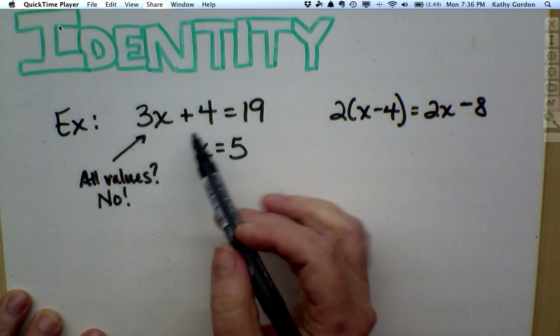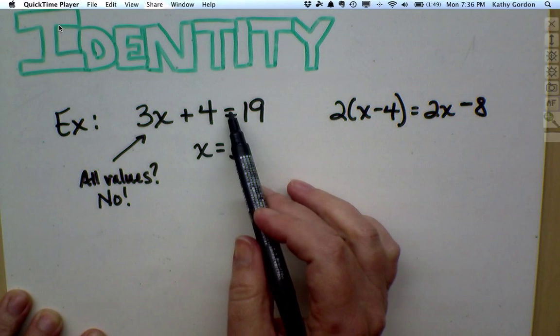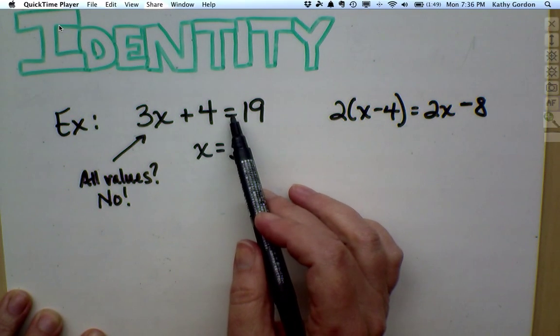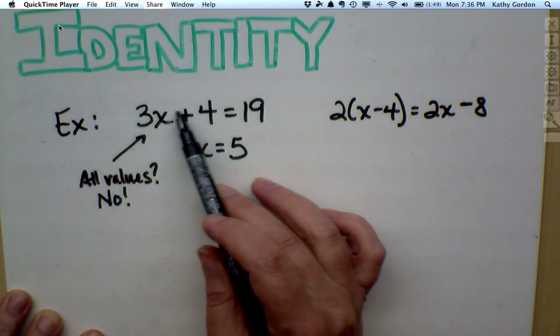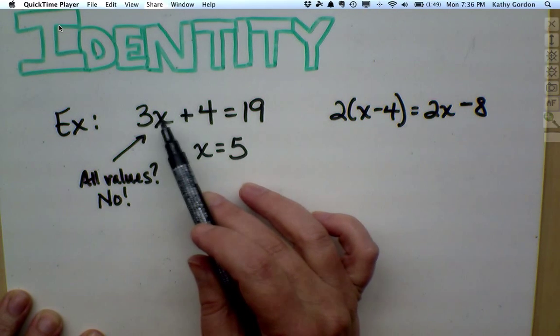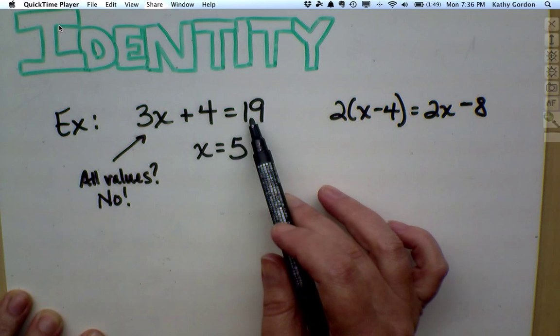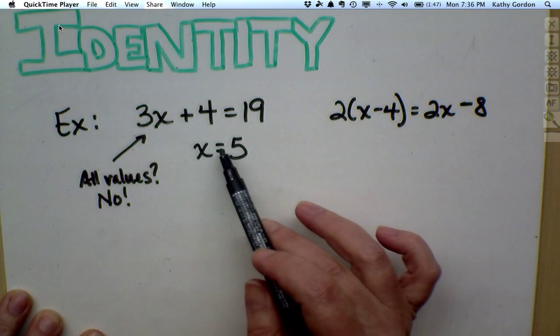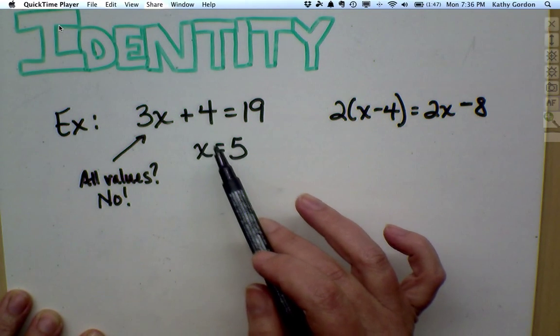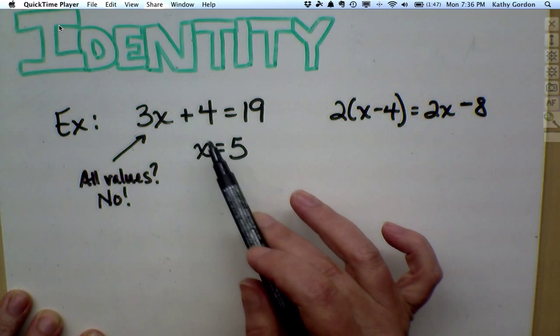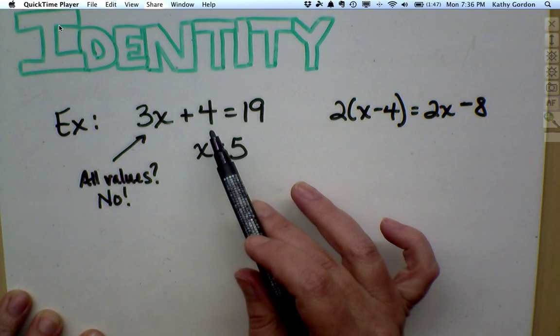So this is a statement that has an equal sign in it that's saying I want this side, my 3x plus 4, to be equal to the 19, and I need to find the value of x that makes that happen. But there's only one value of x that works, or a limited number of solutions, that is going to make this equation true.